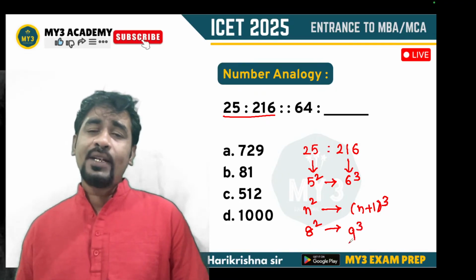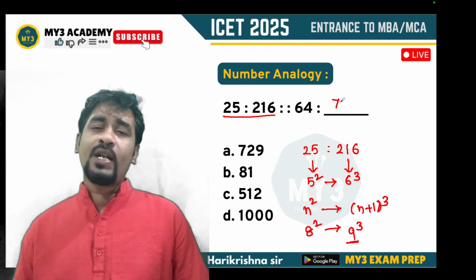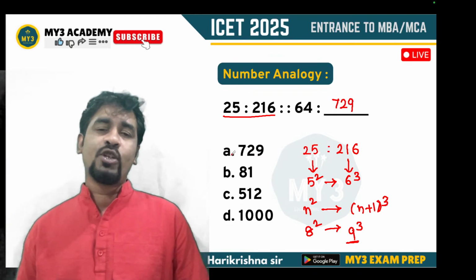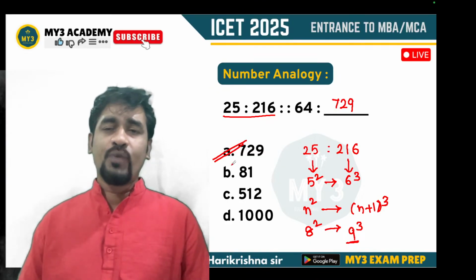So what is the 9 cube value? You can mark the answer choice. So 9 cube is going to be 729. I very well know the value of 9 cube. So you can mark the answer choice as option 1, which is 729.